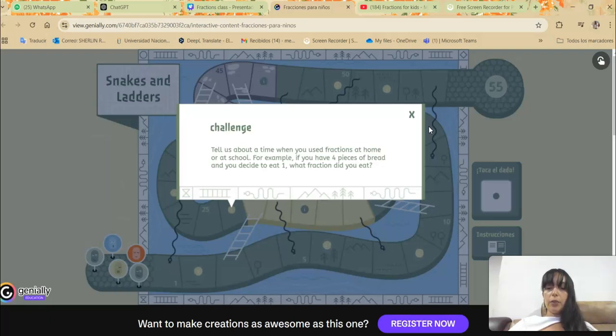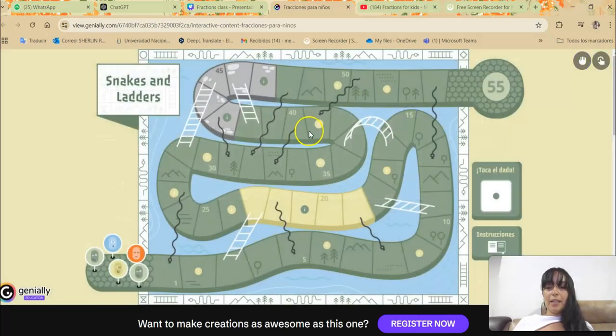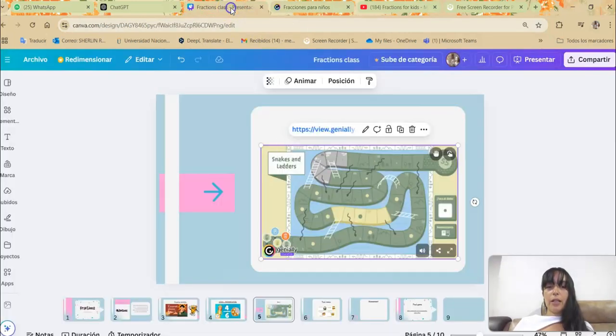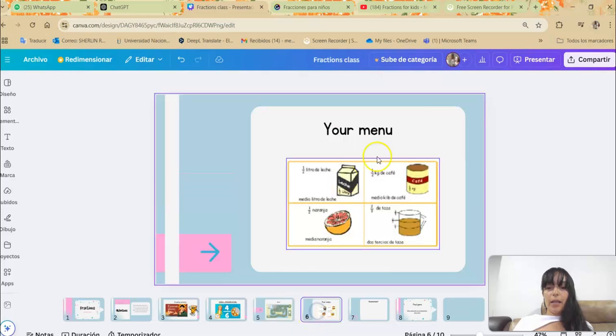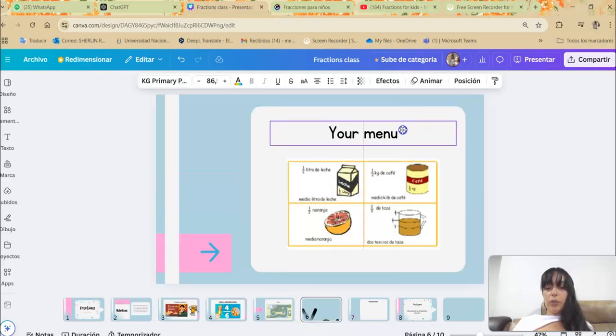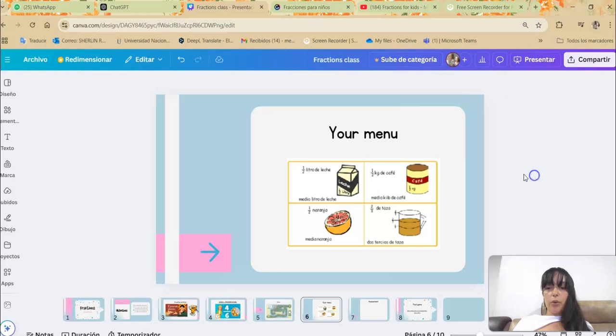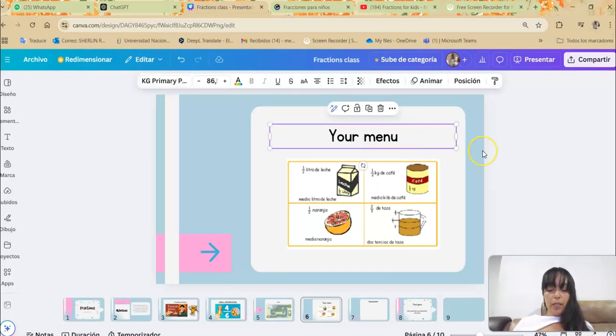Are you ready to take on the challenge and see which team gets to the end first? Let's play together. Remember, this is the play. And you have different questions here and problem solving. Then you develop this game. You're going to develop your menu.